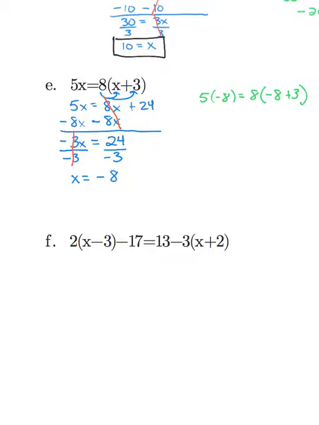If we do that, on the left we still have 5 times negative 8. On the right, I'm going to have 8 times negative 8 plus 3 is negative 5. And now if we go ahead and multiply, we get 5 times negative 8 is negative 40. And 8 times negative 5 is negative 40 as well. It checks, so we are good. And our solution is, in fact, x equals negative 8.